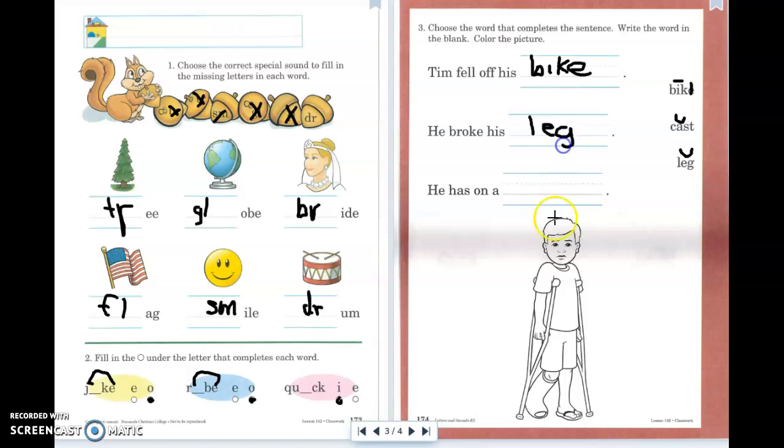He broke his leg. Then the last one, he has on a, well, look at that. He has a cast on, so I need to write the word cast. C-A-S-T. I don't need to make a period in any of these because they've given me the period at the end. All right, so now you can go ahead and color the picture.